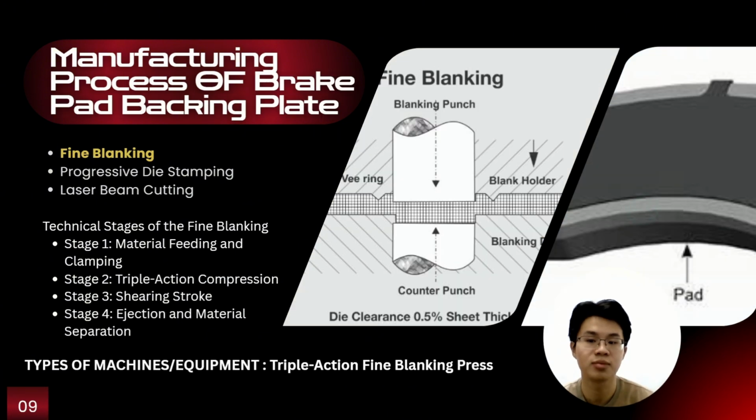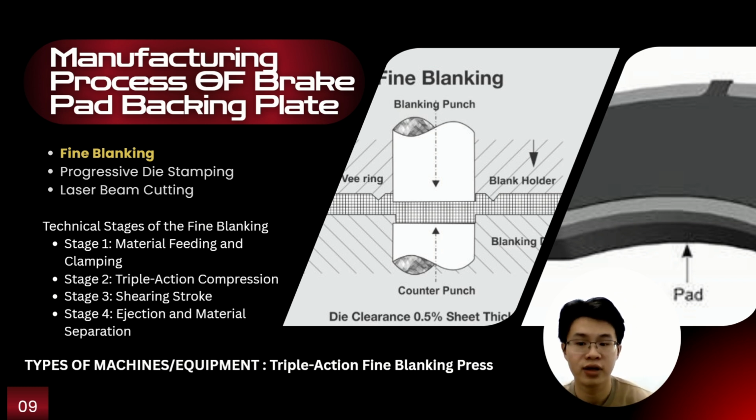Now let's move on to the brake pad backing plate. This plate is the structural spine of your brake system. It holds the friction pad that clamps down on your wheel, so it must be perfectly flat and precise. Among the three processes we considered, we chose the fine blanking process, which uses a triple action fine blanking press.